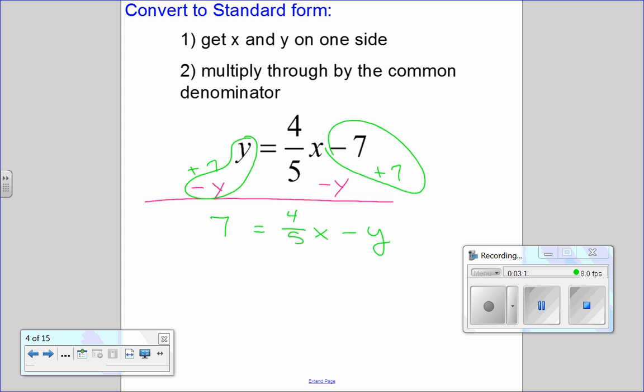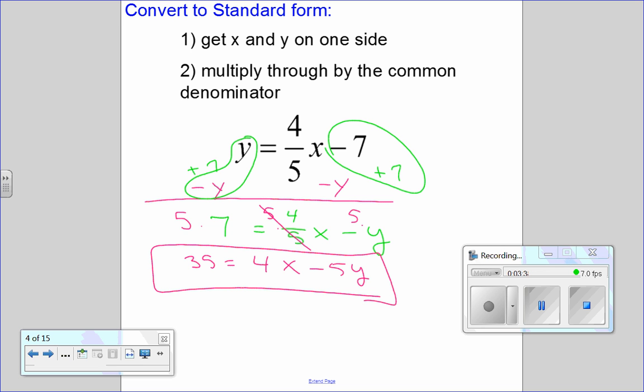Maybe. So now my next step is to clear the fraction. What you're going to want to do to clear the fraction is multiply every single term by 5, because whatever you do to one term, you have to do to all the terms to remain fair, remain balanced. 5 times 7 is 35. 5 times 4/5, the 5 cancels out, so it's just a 4x. And then a negative y times a 5 is negative 5y. And now I'm in standard form.